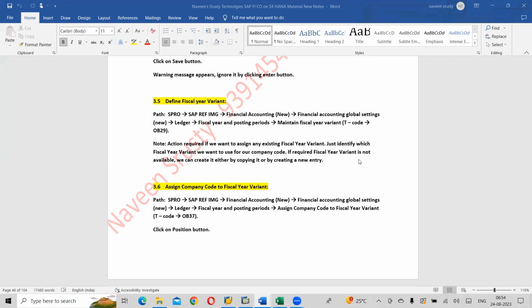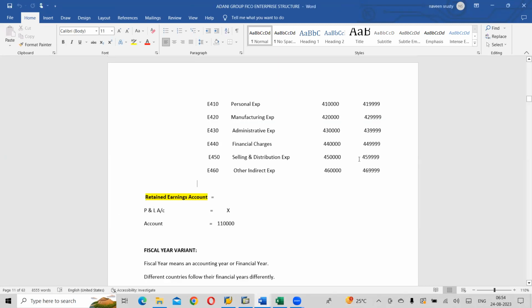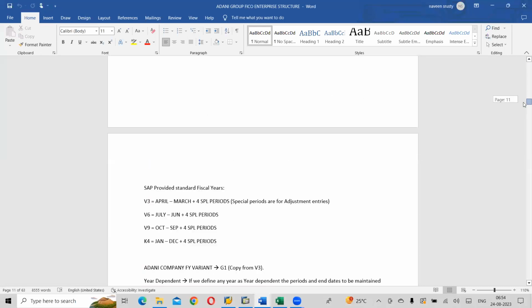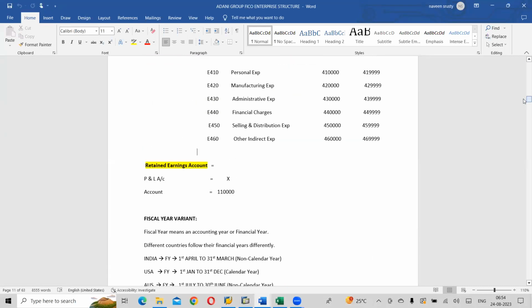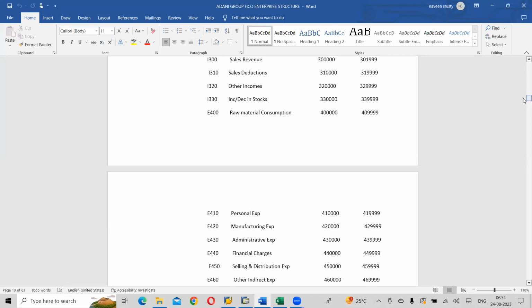So what are the things we have covered yesterday? We have defined chart of accounts, correct? Yesterday we have done 4 steps. What are the 4 steps? Define chart of accounts, OB13. Second one, assign chart of accounts to company codes, OB62 transaction code. And then next, we have created account groups, OBD4 transaction code.